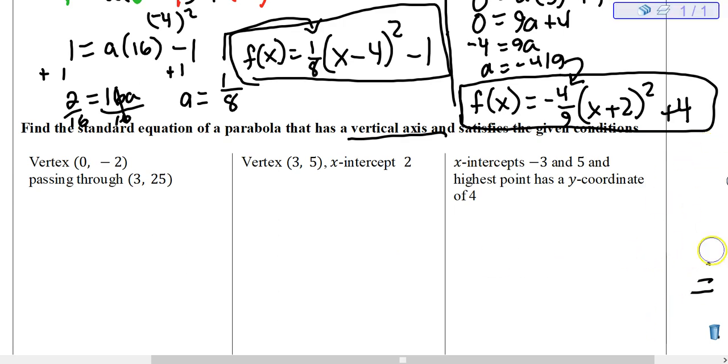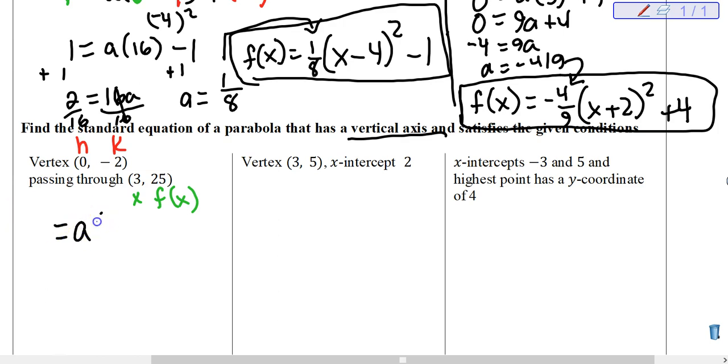So with the first one, pretty similar to the problems that we've been working on, right? You got a vertex and a point. So your vertex, there's your HK, and your point is your x, f of x. And you plug those into the standard form.